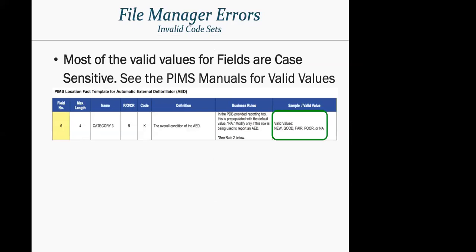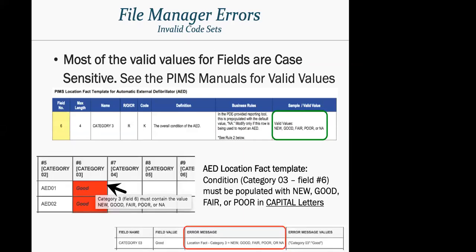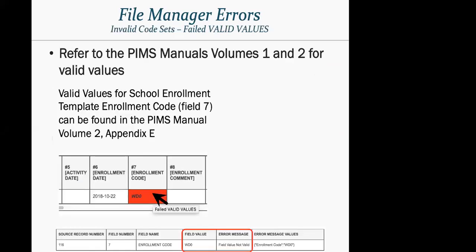The values are normally case sensitive, which is something that you need to pay attention to. We can see here for the AED that new, good, fair, poor, or NA are case sensitive. And if you don't put them in that fashion, you will get an error. Also, the value has to be an acceptable value.